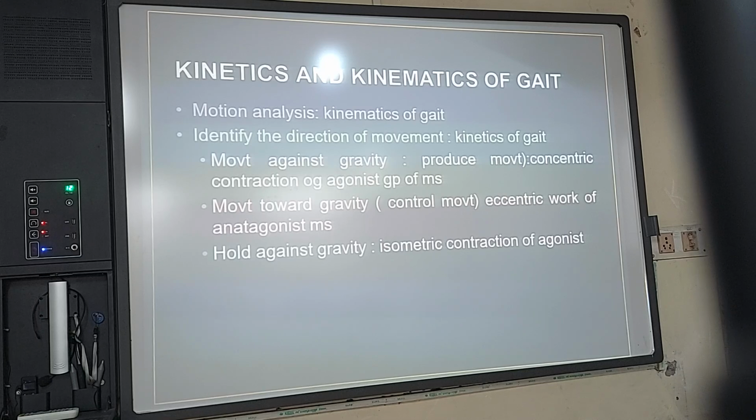You can make your own table. You will make this table for hip, knee and ankle. Pelvic movements you can tell yourself. You will study about it. You can tell it yourself. If forward, then forward movement is happening, backward movement is happening, what is the trunk movement, whether it is moving in the forward direction or backward direction, and upper limb movement.